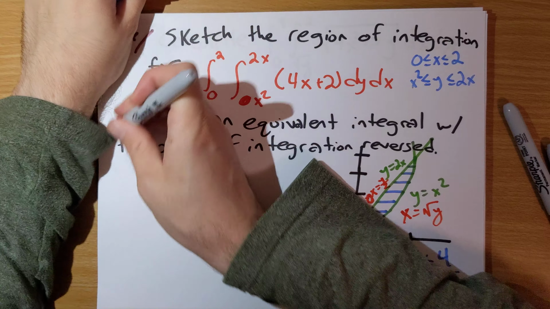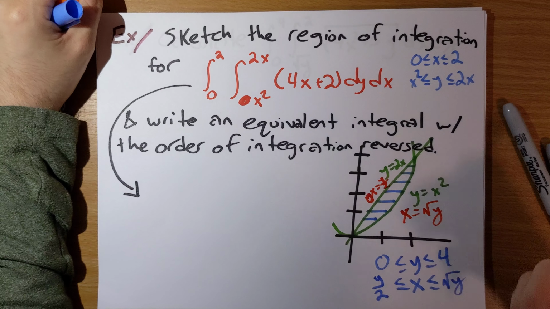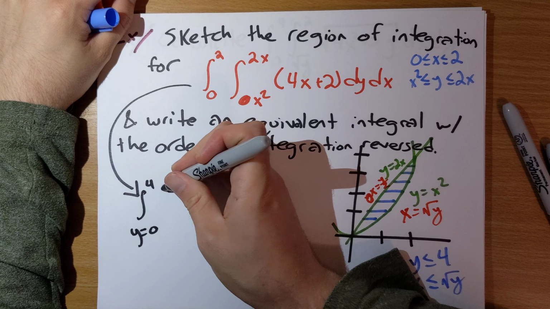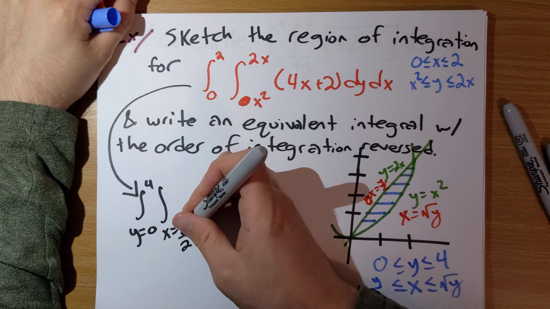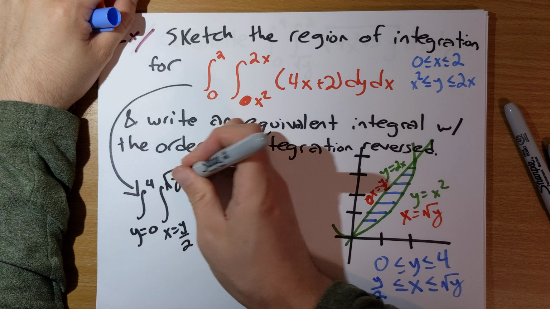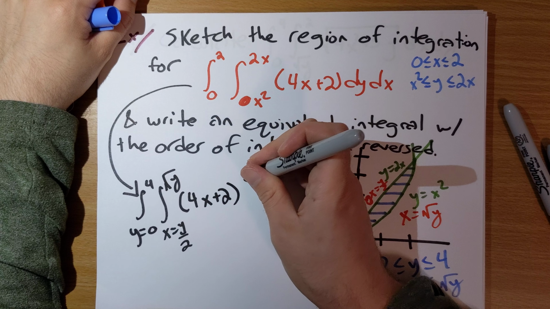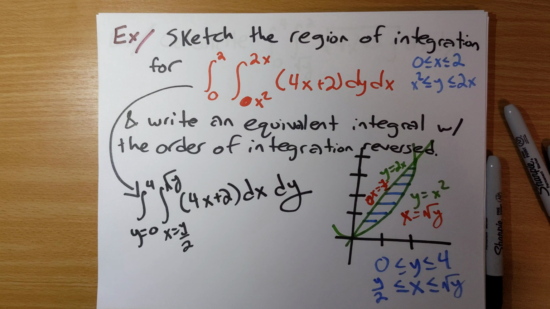So what is our iterated integral now integrating in the opposite order? Y runs from 0 to 4. X runs from y over 2 to square root y. The inside function, the integrand, does not change. And that's what we have.